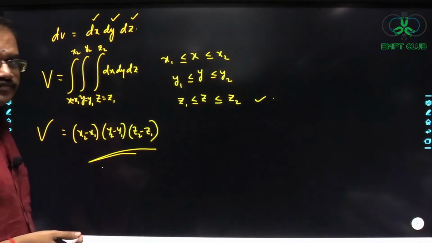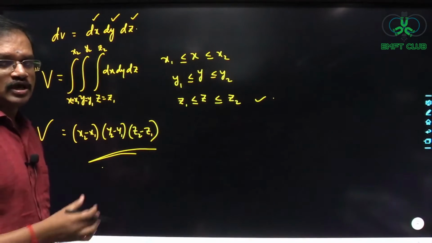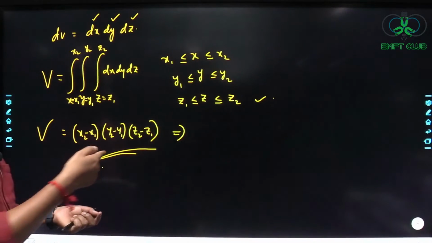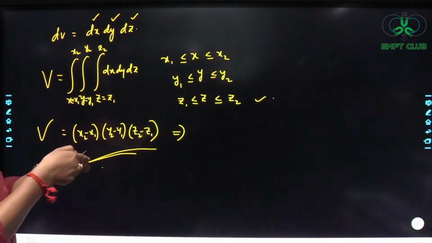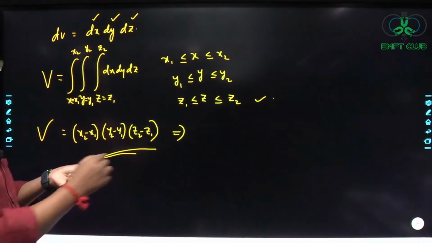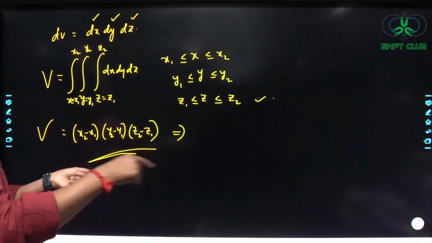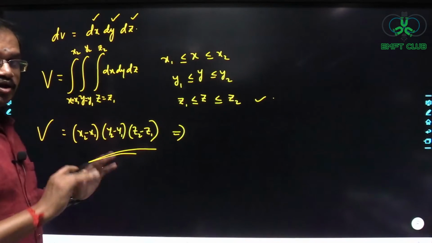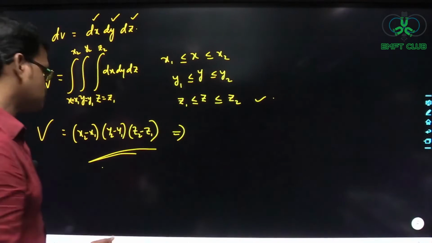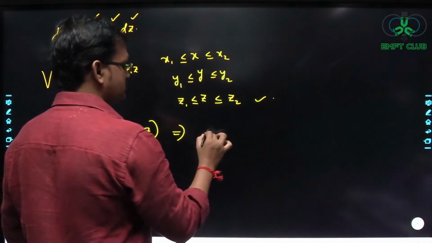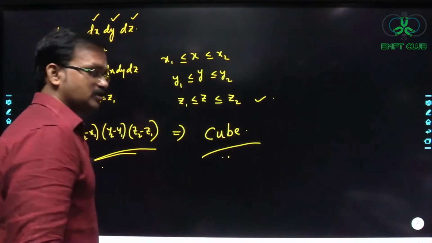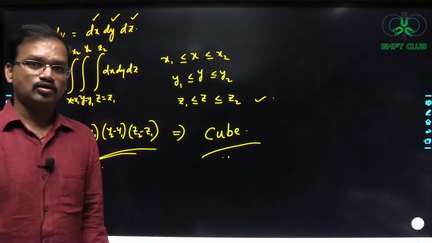So what is the shape of this volume? You can easily guess here. x2 minus x1, draw a line that is parallel to the x axis, draw a line that is parallel to the y axis, draw a line that is parallel to the z axis. So it is just like length into breadth into height. So you are going to get the volume of a cube. Understood? The shape of the volume is nothing but a cube here.